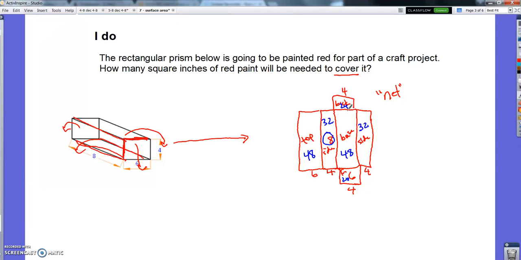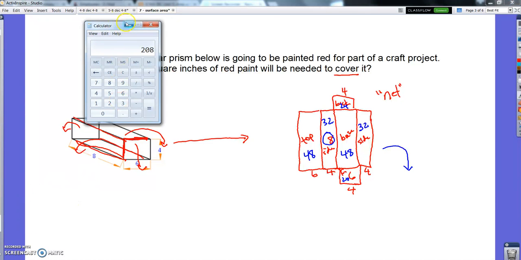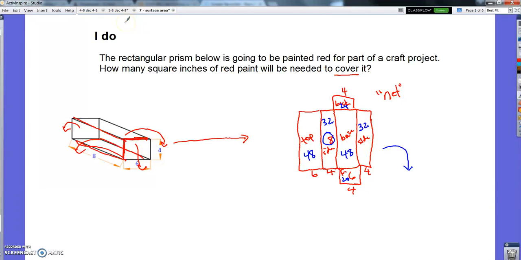24. And then to find the surface area, I would add all those up. I'm going to get a calculator and do that real quick. I'm going to pause. And I got 208 square inches of paint. So that's what I would need to cover the outside of the whole thing, its surface, the area of all of its surfaces, 208 square inches of paint.